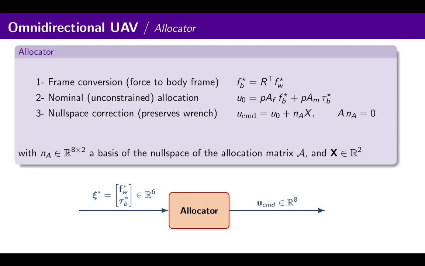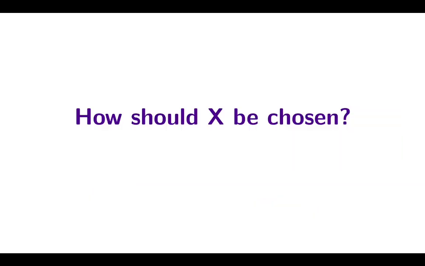The allocator calculates the nominal unconstrained allocation from the desired wrench. Then it applies a null space correction by adding to it the product of the allocation matrix null space and a variable x. As said before, there are infinitely many motor command combinations. Every value combination of the variable x will preserve the desired wrench, since it is multiplied by the allocation matrix null space. This raises a question. How should x be chosen?